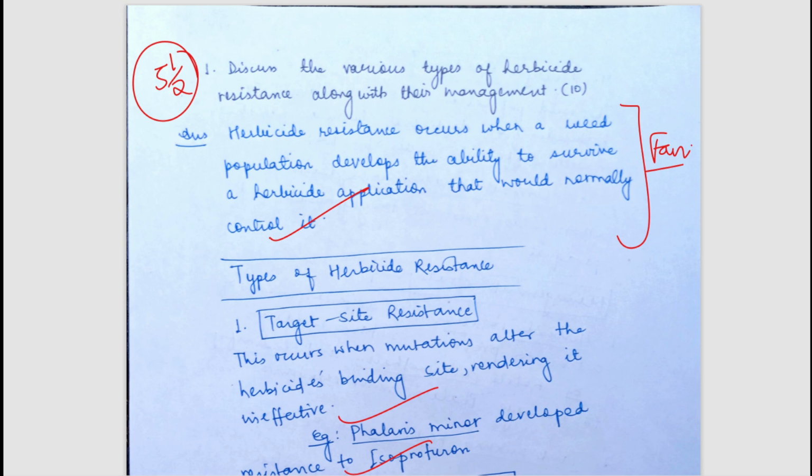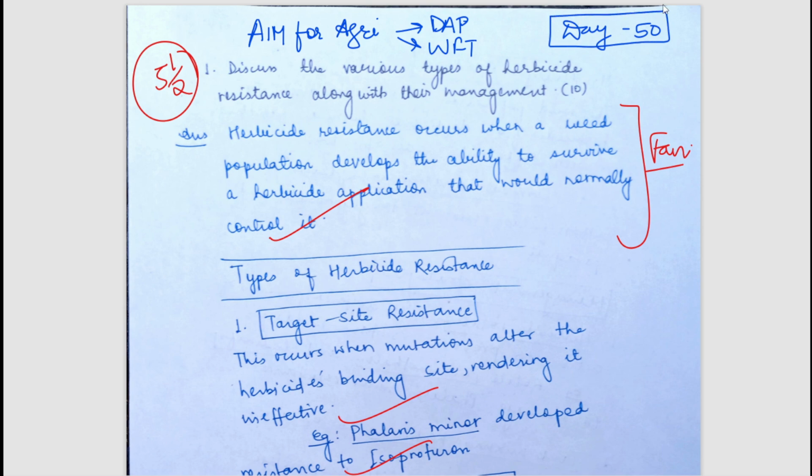So today we are going to discuss the next answer copy of our Aim for Agriculture series. As you all know, we are having the Aim for Agriculture series in which we have daily answer writing practice and weekly full tests. Today we are going to discuss the next copy of this series, the copy of day 50. We have already discussed the copies till day 49.